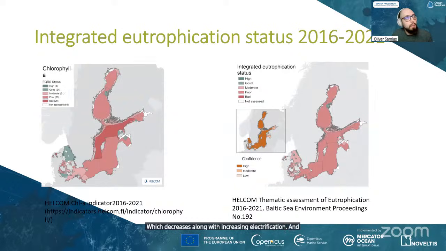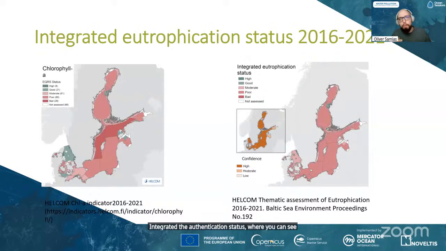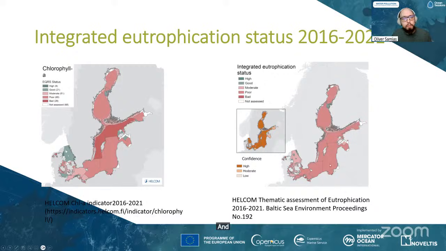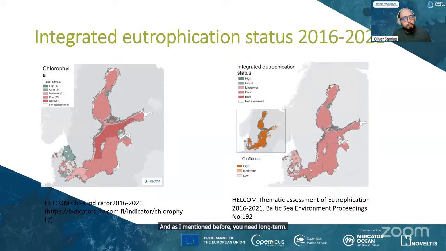And on the right side, when all of these reports are done for individual indicators, they make this integrated eutrophication status where you can see the overall condition of each basin. And as you can see, this is done for each assessment unit. And for this work, we were concentrated on the open sea areas. And along with these, you also have the confidence level on how confident they are in these results. And as I mentioned before, you need long-term and systematic measurements for it to have high confidence.